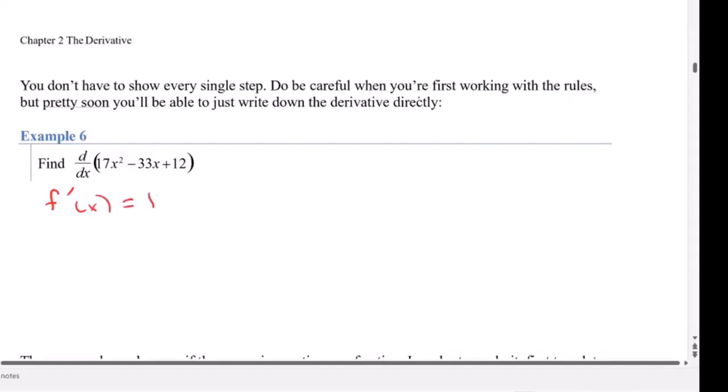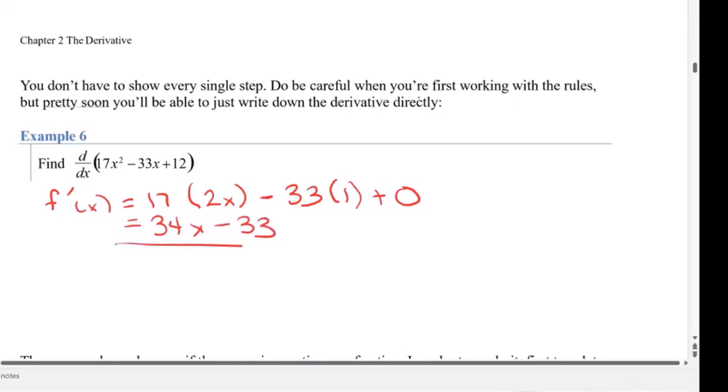So that's going to be 17 times the derivative of x squared, which is 2x, minus 33. I don't care about the constants, I take them out. The derivative of 1, we said, the derivative of x, we said, is 1. And the derivative of every constant is 0. Here we get 34x minus 33. And that's the derivative.